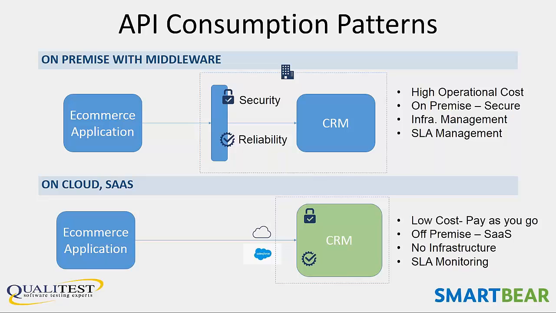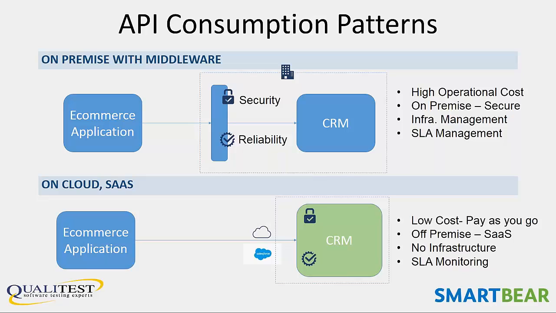On the contrary, the other paradigm that we are seeing come up really fast on API delivery is on cloud and SaaS. So on the diagram in the below section of the slide, you will see the e-commerce application is hitting the CRM application over the cloud. So what happens here is that the whole layer of security and reliability has now moved inside the cloud, which is being given to you by a service provider. It could be Amazon AWS, AWS Lambda, or it could be an out-of-the-box service provider like Salesforce.